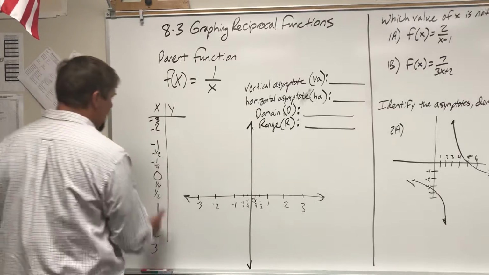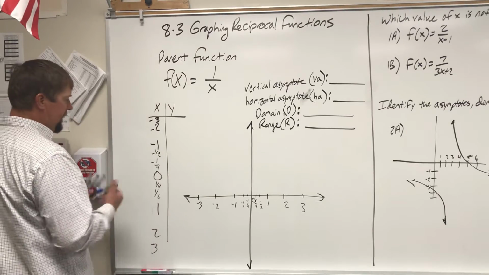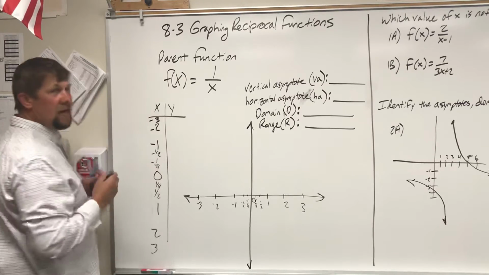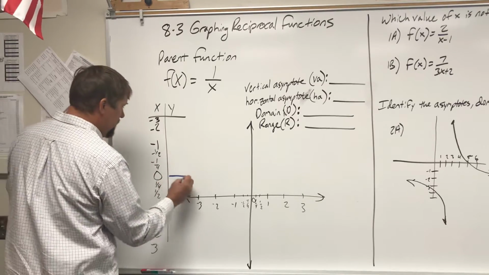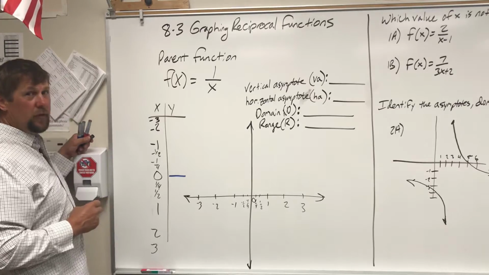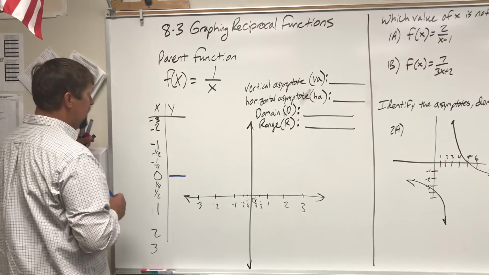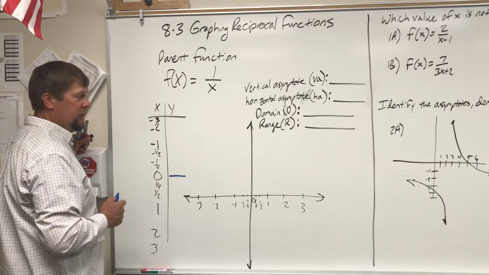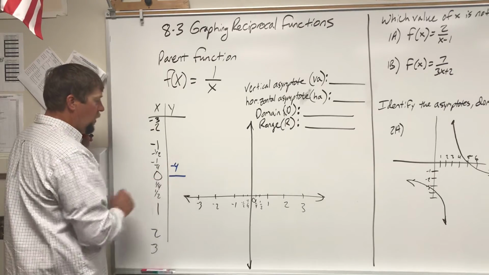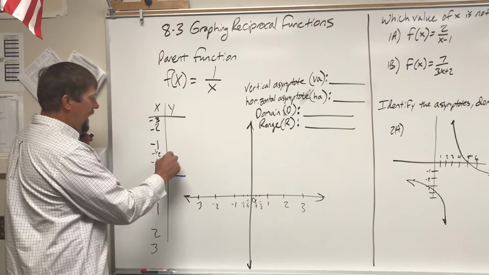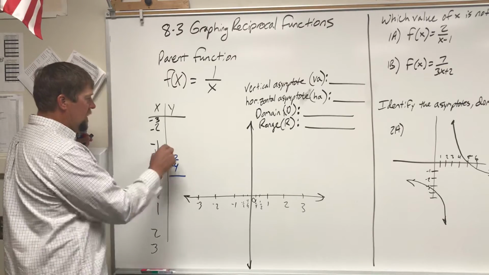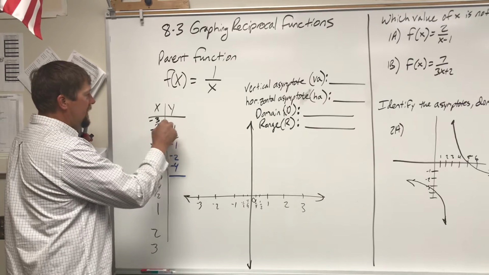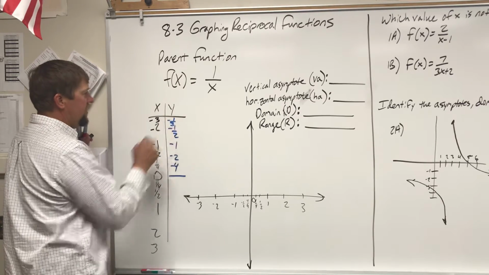And so when you look at a table, and if I start my table at 0, if I put 0 in, that's undefined, because you cannot have the reciprocal of 0. 1 over 0 is undefined. If I put in negative 1/4, that becomes negative 4. Negative 1/2 becomes negative 2. Negative 1 is still negative 1. Negative 2 is negative 1/2. And negative 3 is negative 1/3.